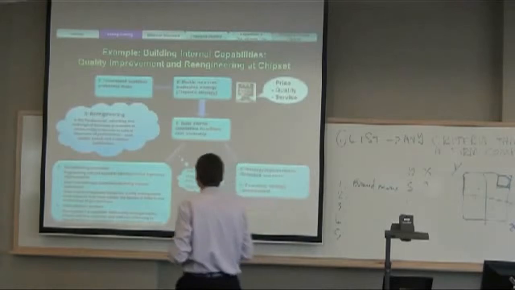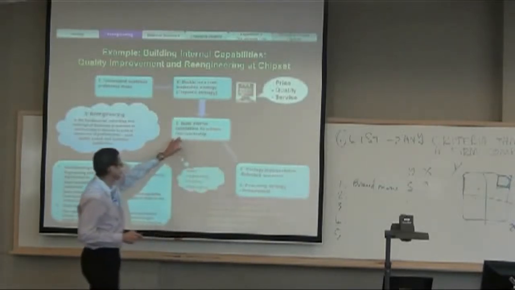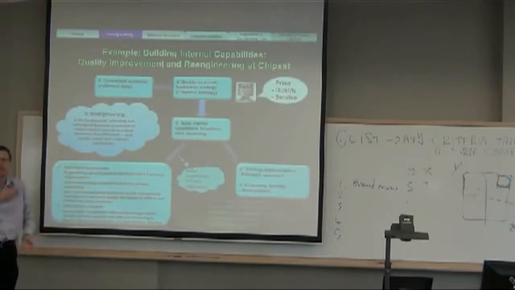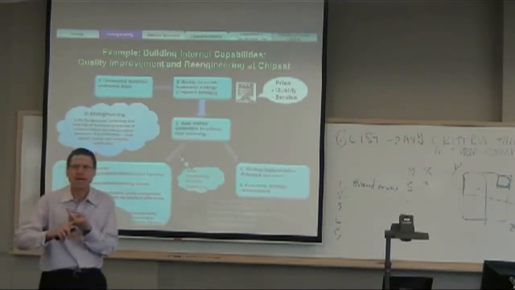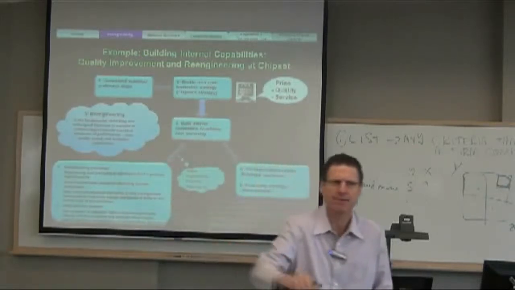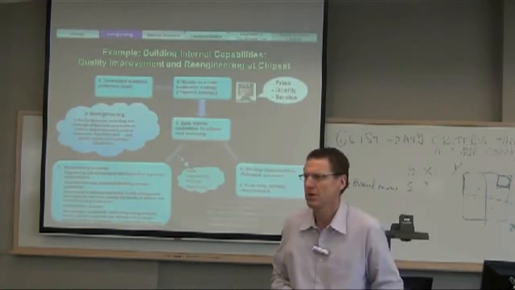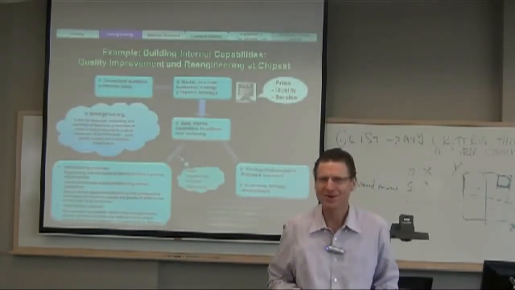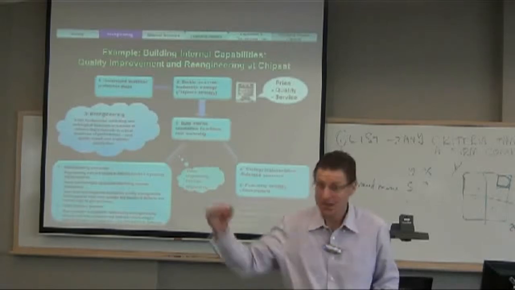So in terms of building internal capabilities, these are different things that chipset could do. These are just some examples of what they could do, making sure that they have the capabilities to actually drive cost down, cost down, cost down. Like in the electronics industry, it's 5% every quarter without fail. You know that, don't you? 5% cost down every quarter.